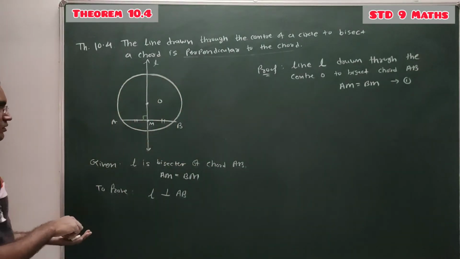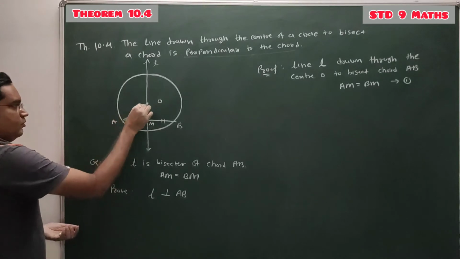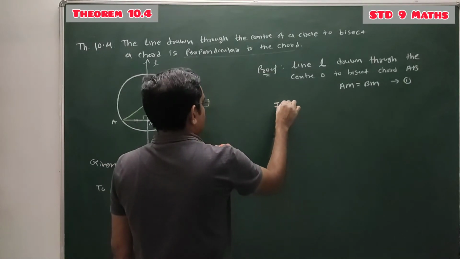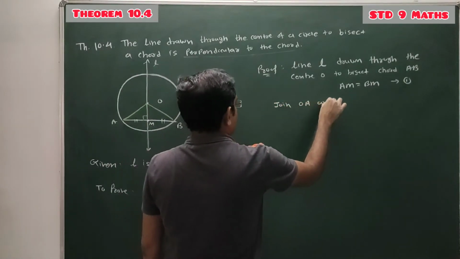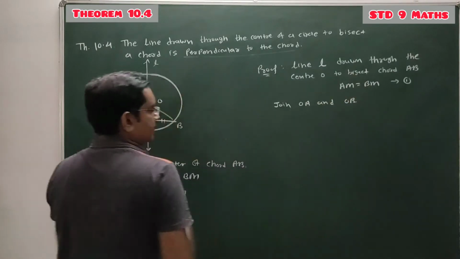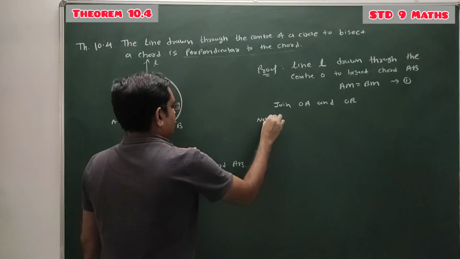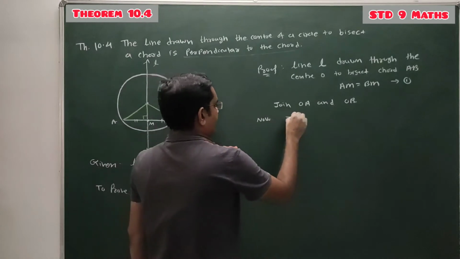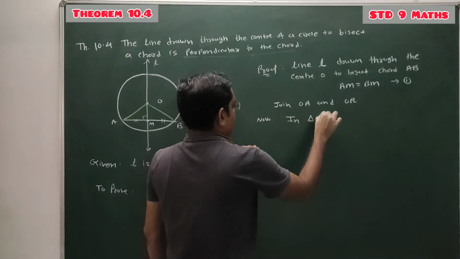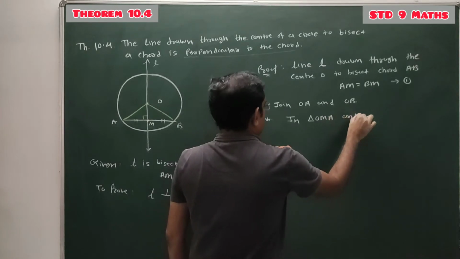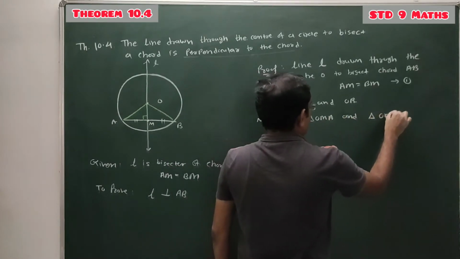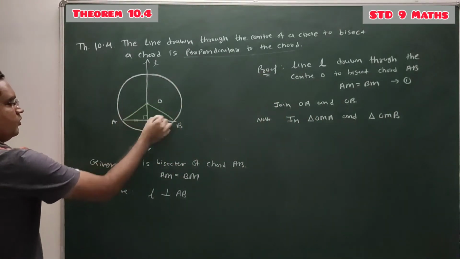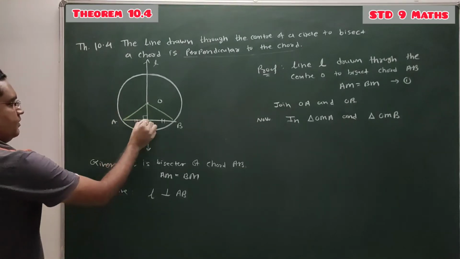Now we will draw the radii of this circle, OA and OB. So join OA and OB. Done. So now we'll consider two triangles, OMA and OMB. So in triangle OMA and triangle OMB, in these two triangles, what you can see here, OA is equal to OB, OM is the common side, and AM equal to BM.